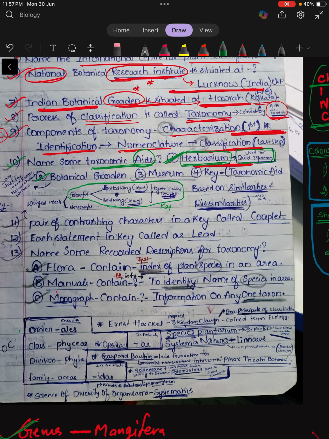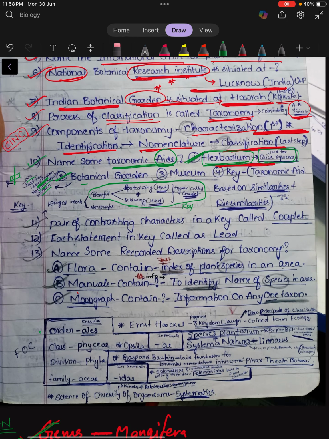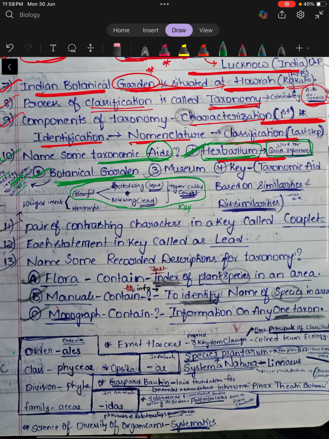The second one is botanical gardens. In botanical gardens, not all characters are written. When you go to a botanical garden, near the plant they will give you the name of the plant, the scientific name and the family, but not all the identification information. That's another taxonomical aid, and museums are also useful for taxonomy.